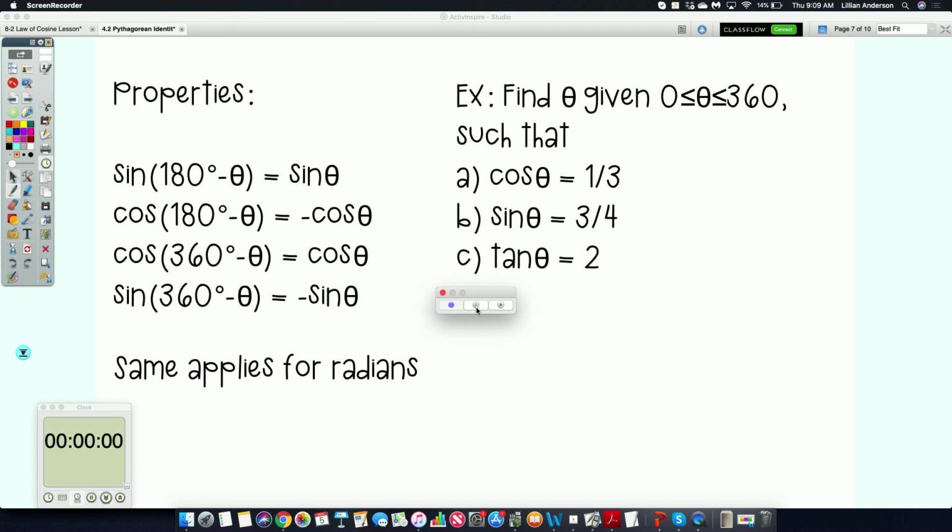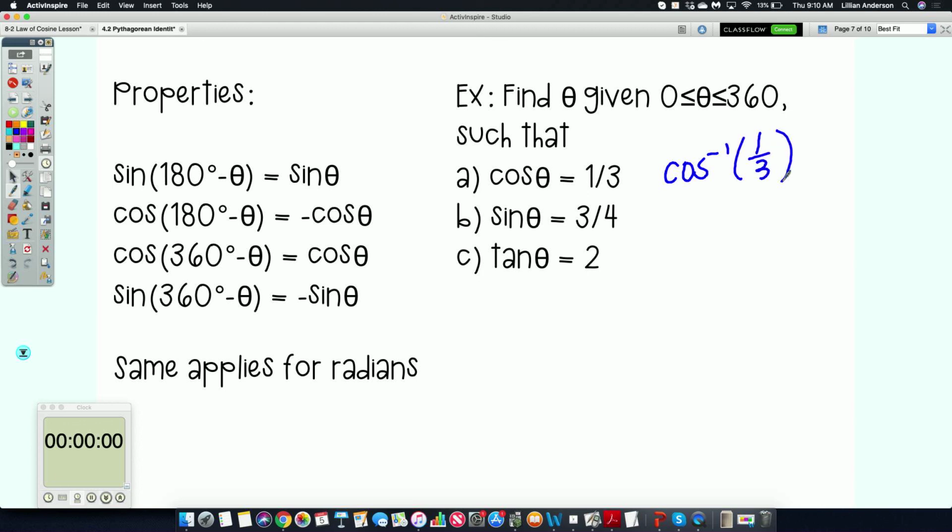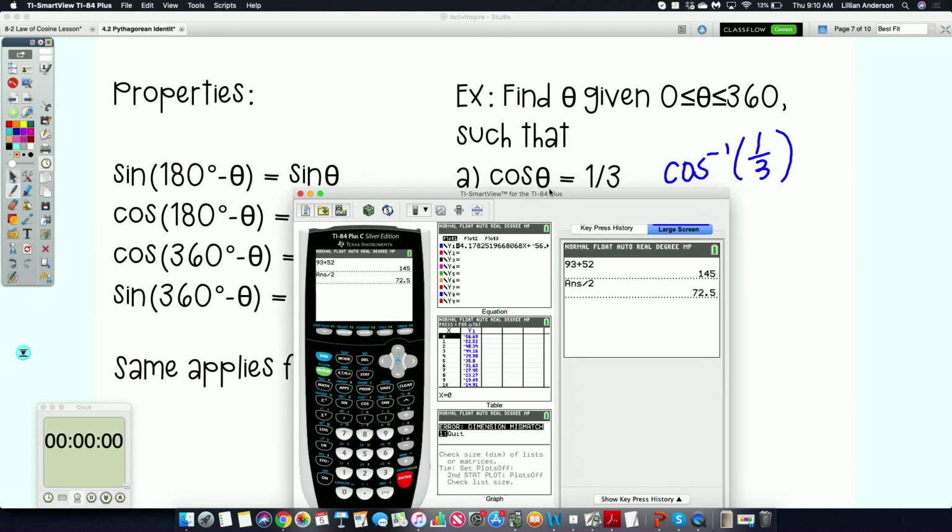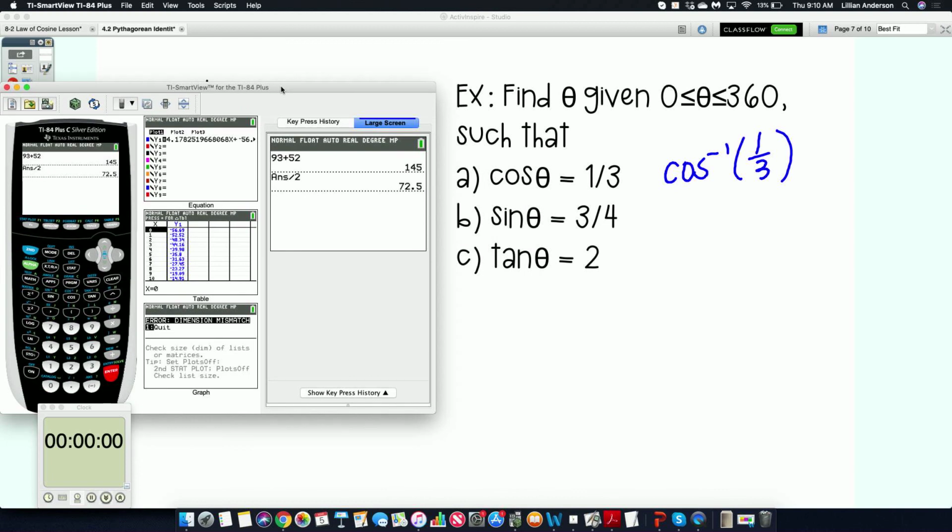First and fourth. So to find the one in the first quadrant is very simple, right? To find an angle, what do we do in our calculator? Second cosine, right? We do the inverse. So we'll do the inverse of cosine. We'll type in 1/3, and before we click enter, we want to make sure that we are in what mode? Degree. And we know it's degree because it says between 0 and 360.